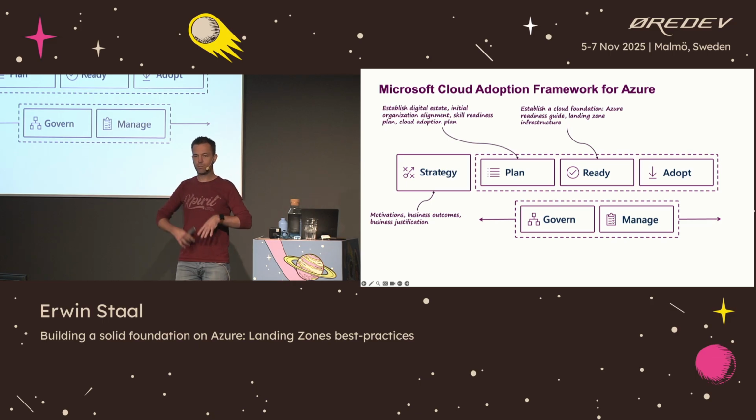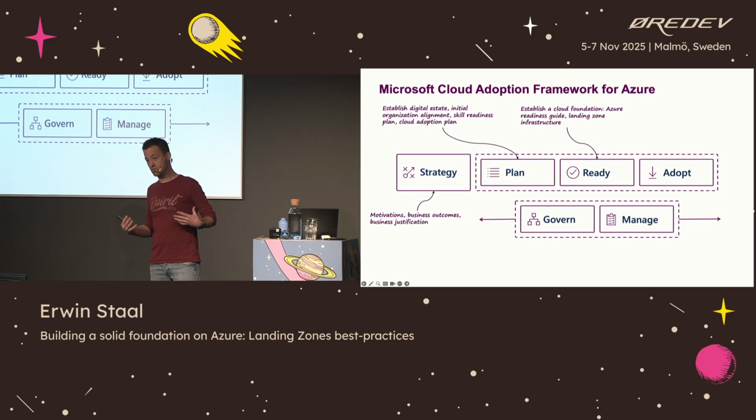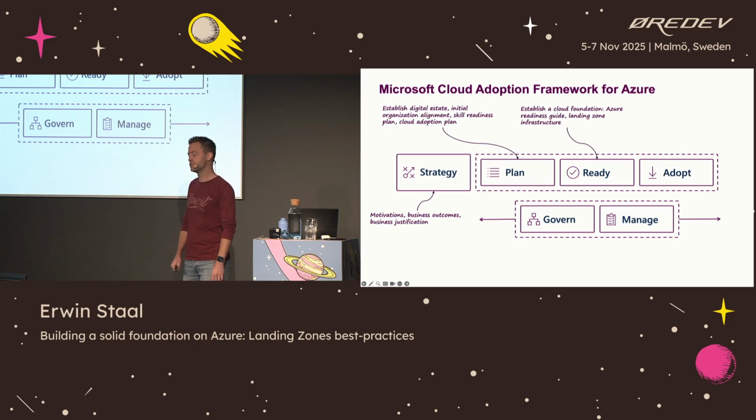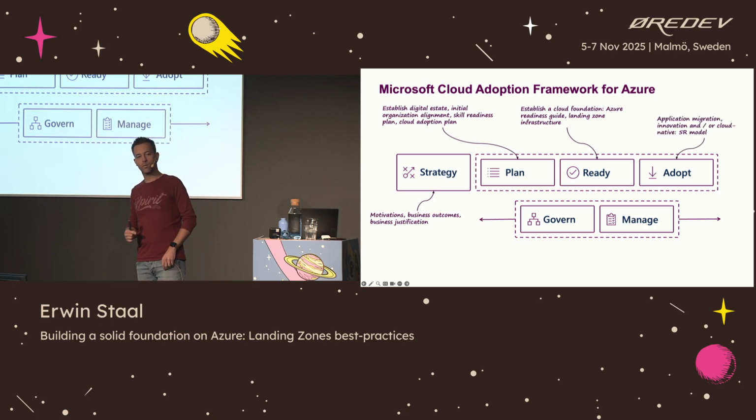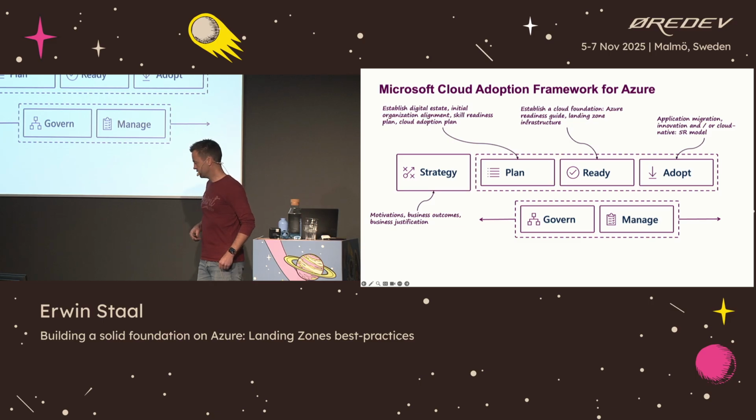And this is the phase where we prepare the environment, prepare Azure as a foundation for the rest of the organization to move into. And this is also where we logically find the documentation around landing zones, because landing zones are there to build a foundation for other workloads to then move easily into the Azure cloud. So when we have built that foundation, we move into the adopt phase, where we start migrating stuff, innovating, coming up with new ideas and moving stuff into the cloud on top of our landing zones. This is where you find things such as the 5R model for migration in the cloud adoption framework.